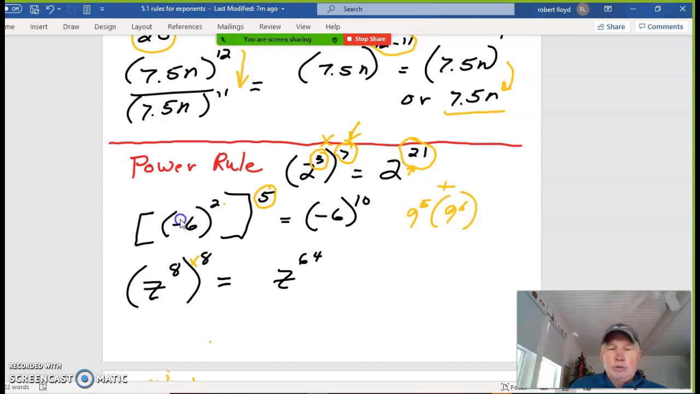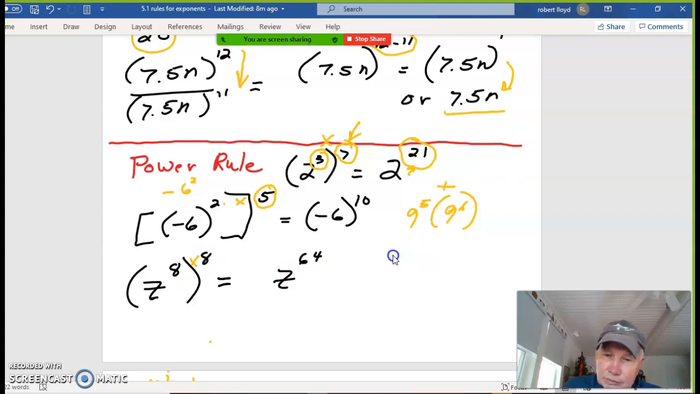This one looks more complicated, but they just put a bracket here to keep it separated from the -6 in parentheses, as opposed to just -6 squared. So here then, the same rule applies. We multiply the exponents. 5 times the 2 is 10. So it's -6, that quantity, to the 10th power. Again, here's another example. The quantity z to the 8th raised to the 8th power is z to the 64th.